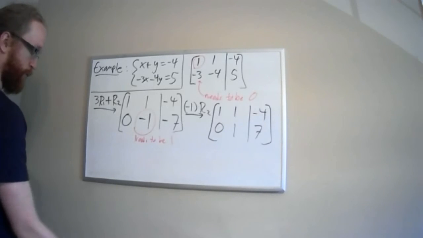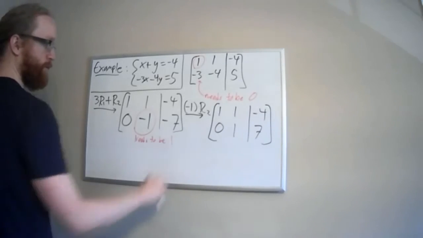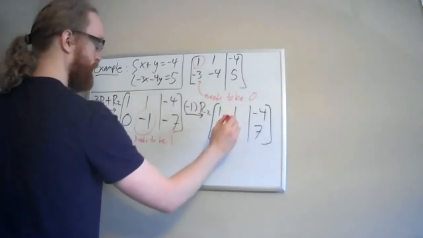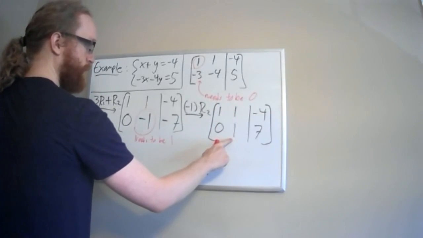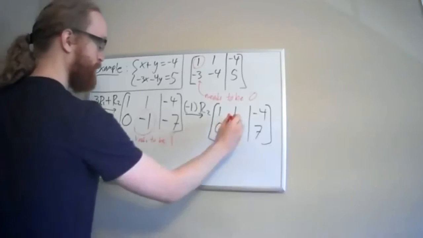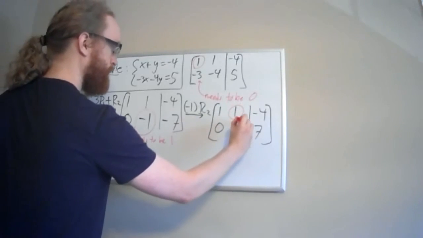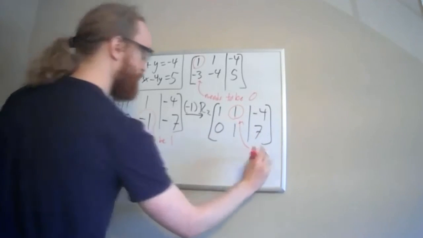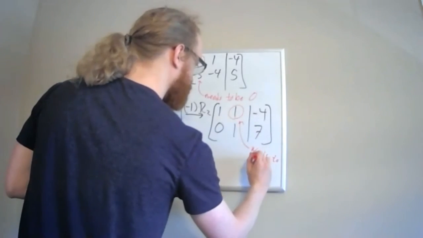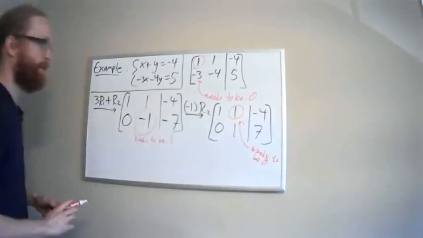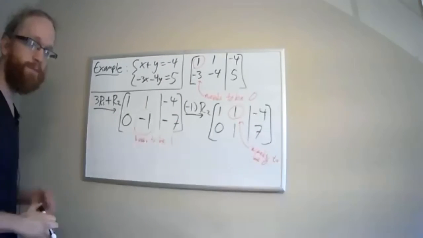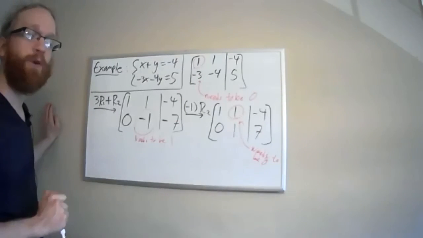Now, according to the algorithm, now that I have a 1 here in the second row, second column, I want to use this one, and I need to get zeros everywhere else. So this one up here needs to be 0. And my handwriting is deteriorating over here. I need to turn this into 0. How do I do that?